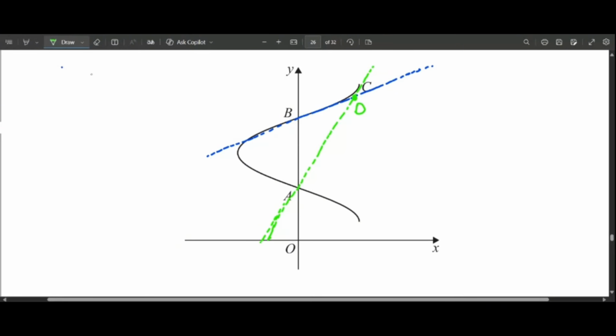Now we can see from the graph itself that the point D is just the intersection point for these two straight lines. So if we know the equations for these two straight lines, we can use elimination method or substitution method to find the x coordinate of D. This shows us that we just need to find the equations for the tangent at B and the normal at A. If we can find these two equations, we can find the x coordinate of D.